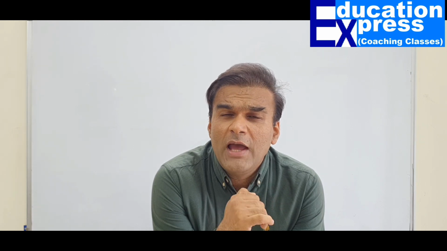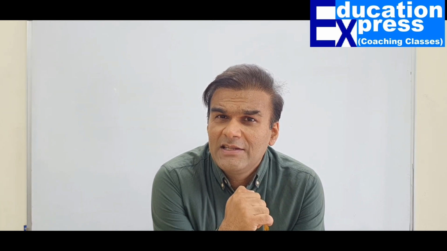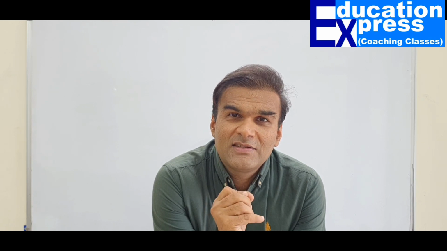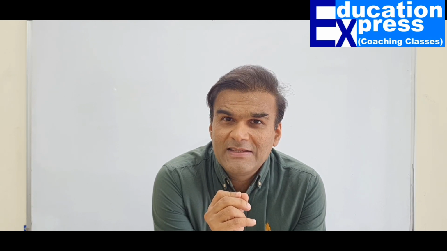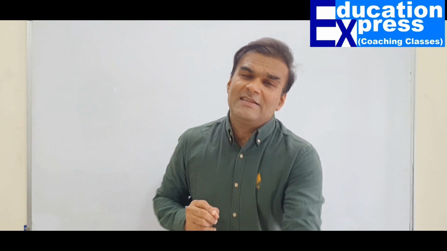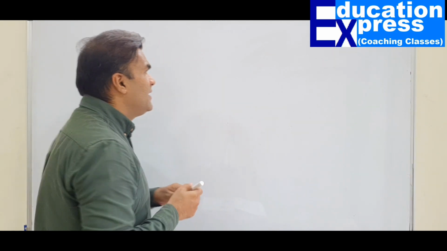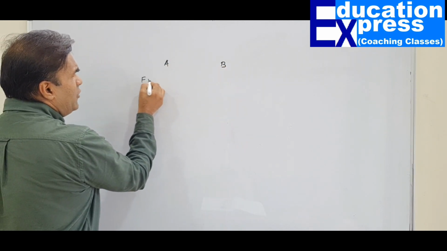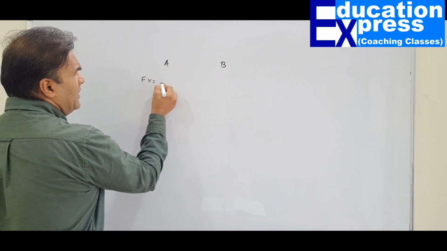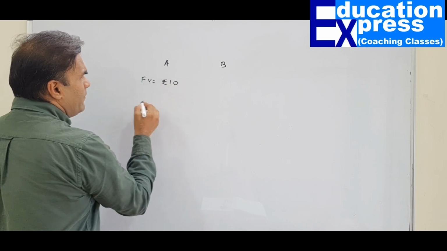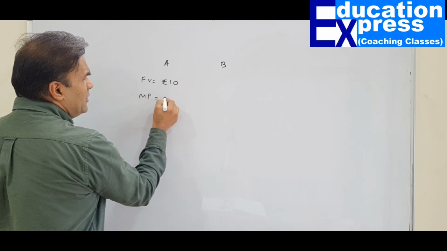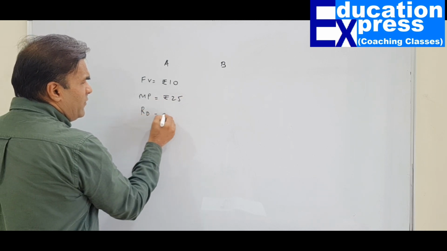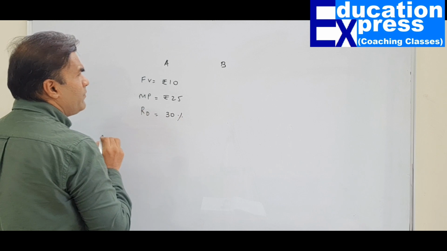Now, what is going to happen in the second exercise is two more things are going to happen. They are going to ask us to choose between two companies. For example, let us say we have two companies, A and B. The face value of company A is rupees 10, market price rupees 25, rate of dividend 30%.